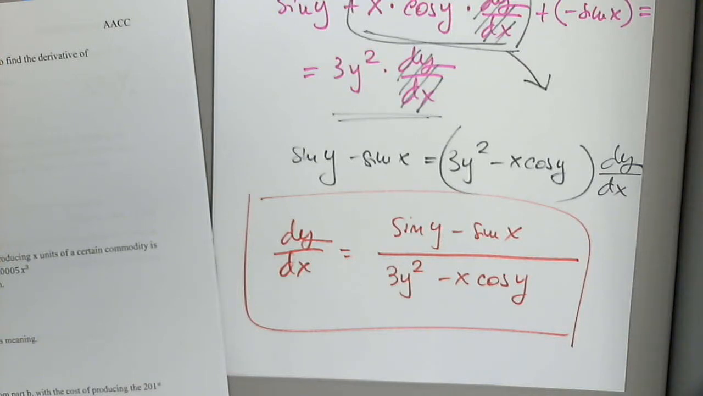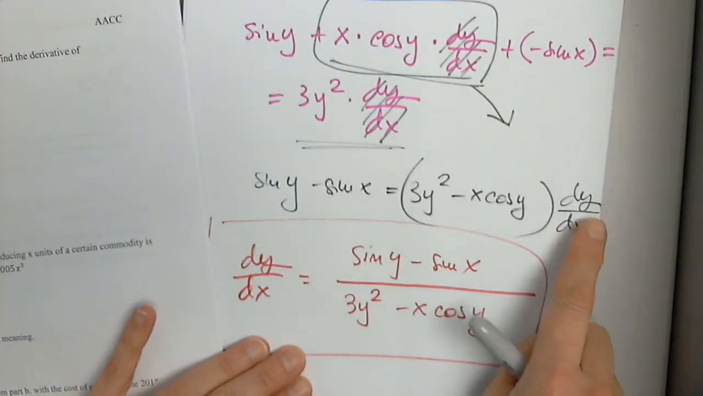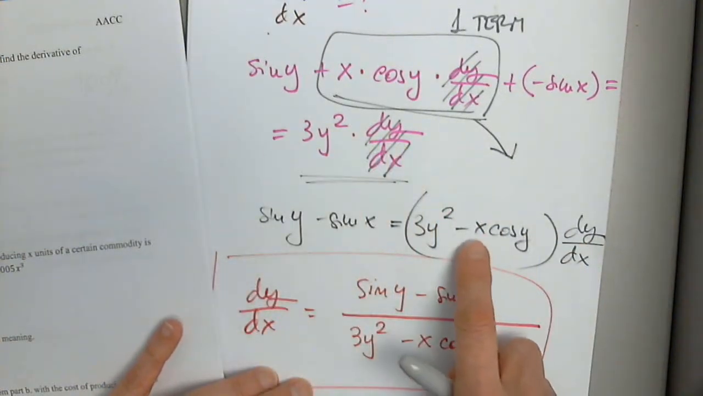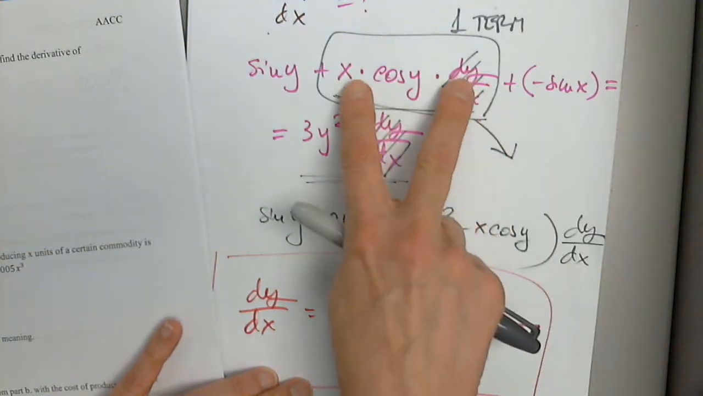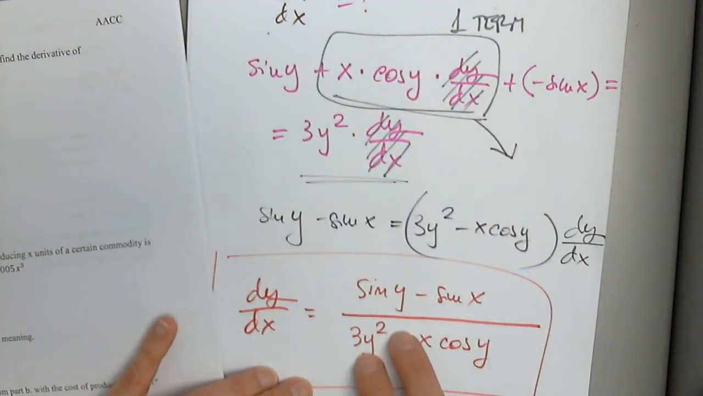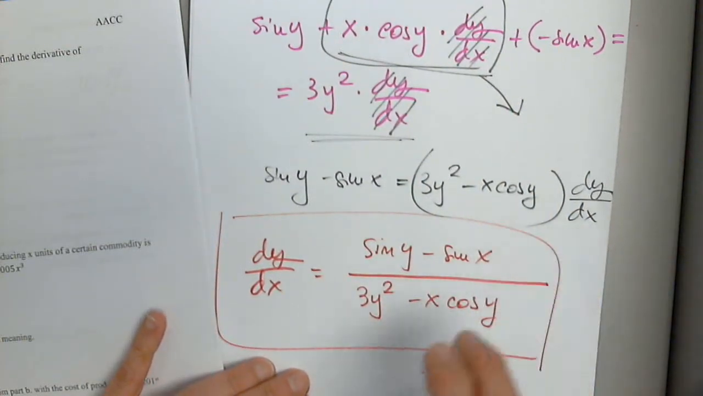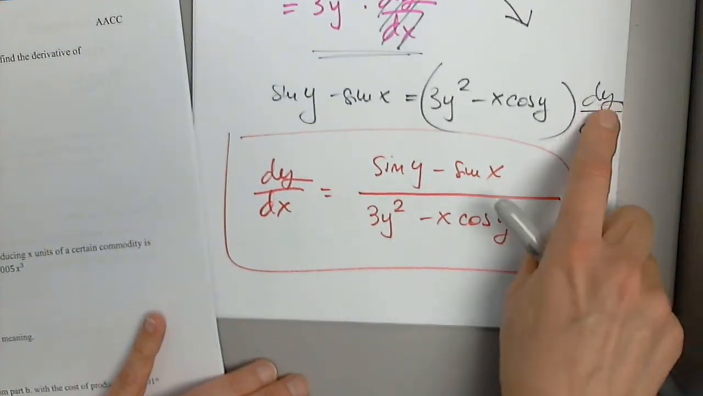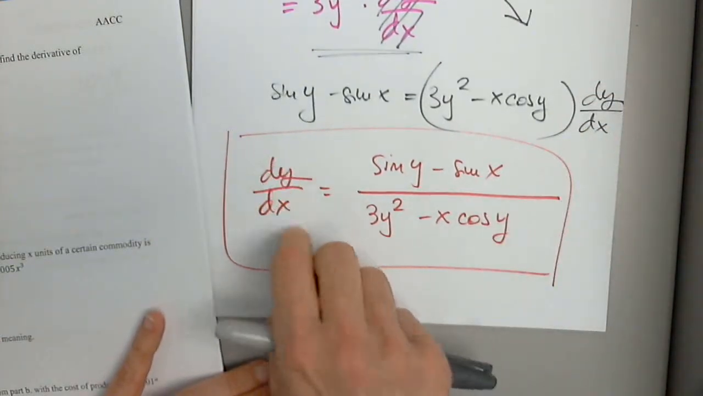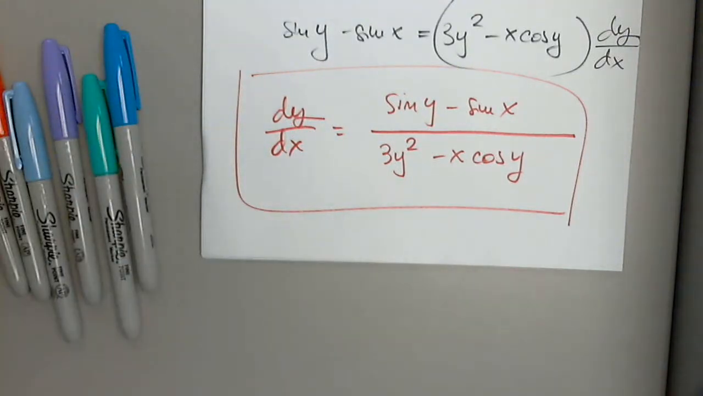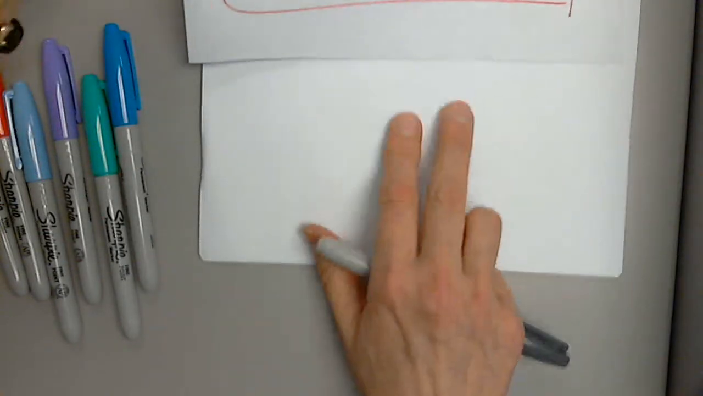Yes, please. Sorry. How did you get rid of the dy over dx the second one? I didn't. I factored it out. It's right here. 3y squared dy over dx is this piece. Negative x cosine y dy over dx is this piece. Okay, so you just moved it to one side. I have to because I'm after this variable. So I have to have the terms with the variable on one side and factor out the variable. The variable is just this, because that's what I'm solving for. Very good question. Anything else here? Okay, next problem.